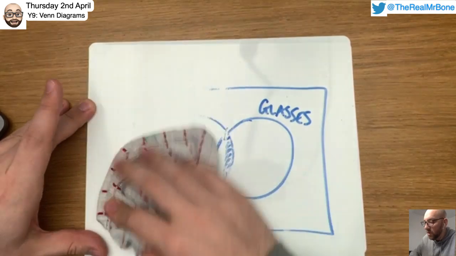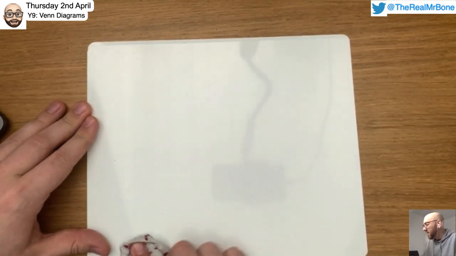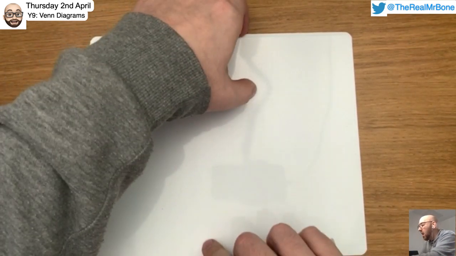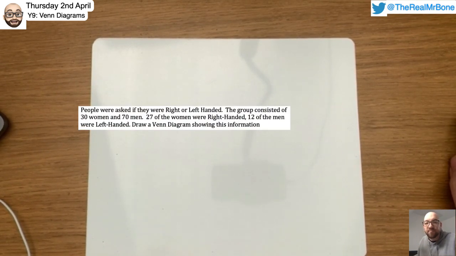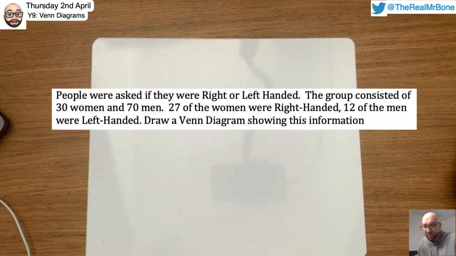Okay, and what we're going to do is we're going to be drawing them today, and we're going to be putting numbers in those sections to represent how many people are in each different section of the Venn diagram. So let's load up our first question. We'll put it on the screen. Let's just make it a bit bigger first of all so we can read it.